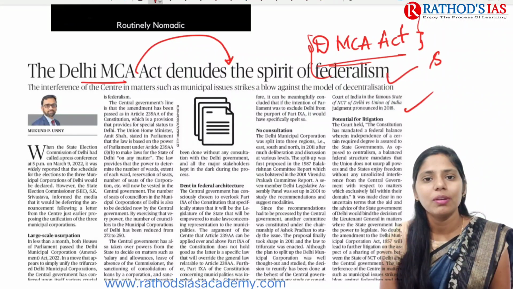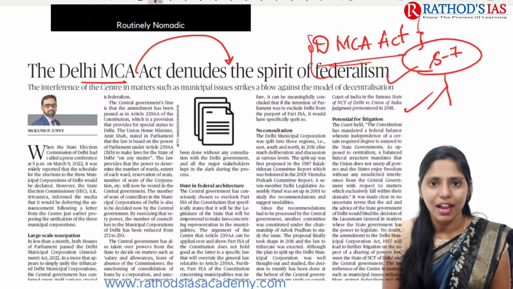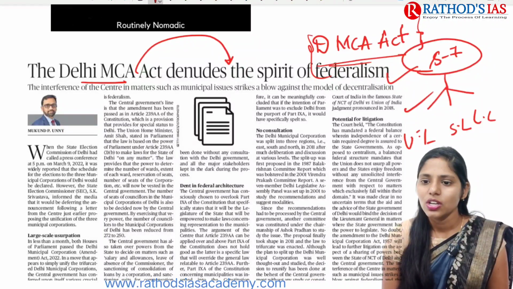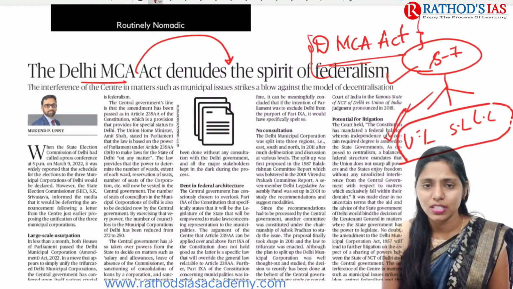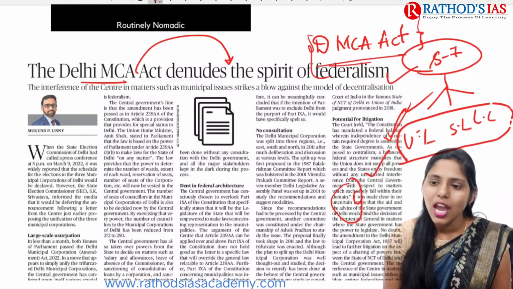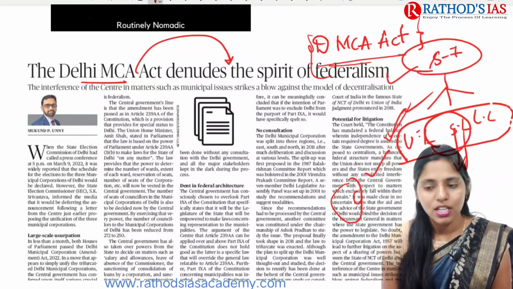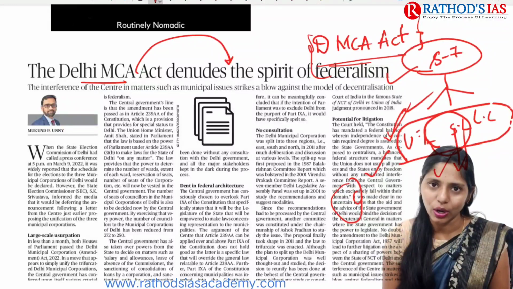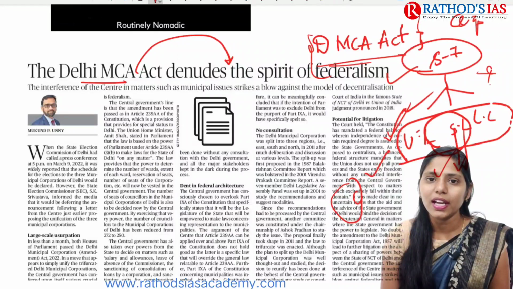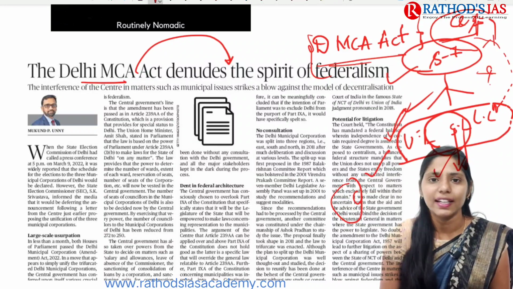According to that, we have Schedule 7 of the Indian Constitution. In this Schedule 7, we have three lists: the union list, the state list, and the concurrent list. In the union list we have the subjects on which the central government has the power to make laws. Regarding the state list, the state government has the power to make laws on the subjects included in it. And in the concurrent list, both the central government and the state governments have power to make laws.